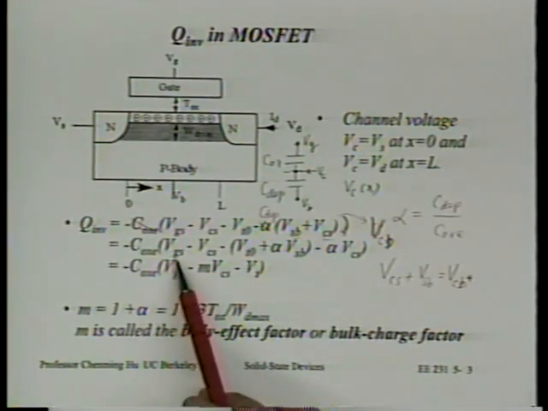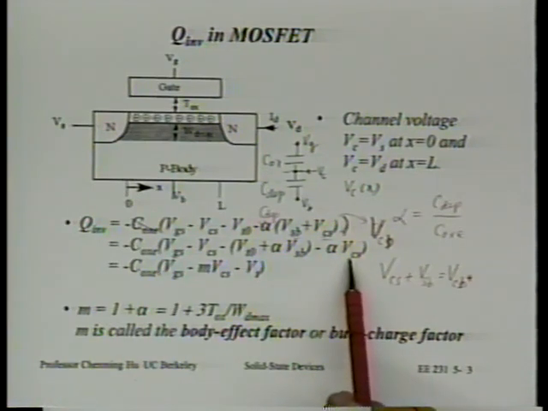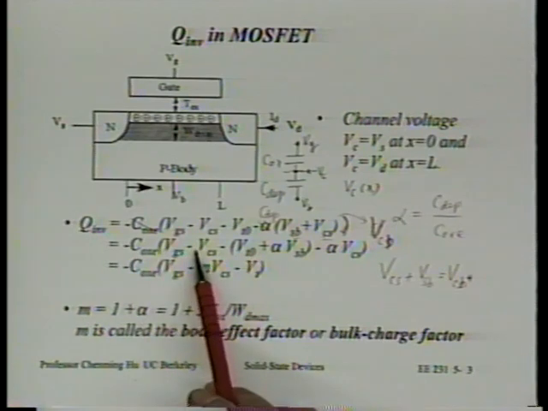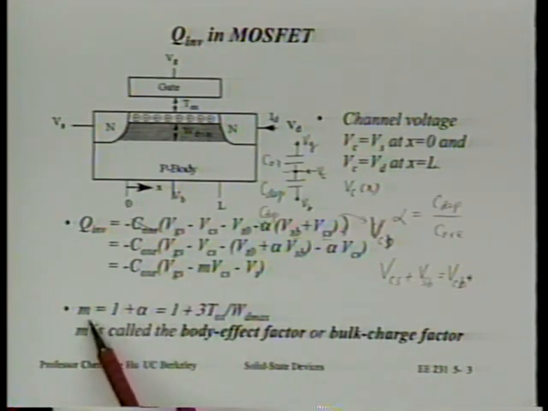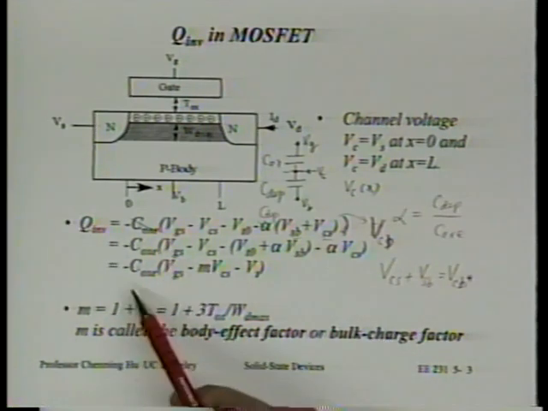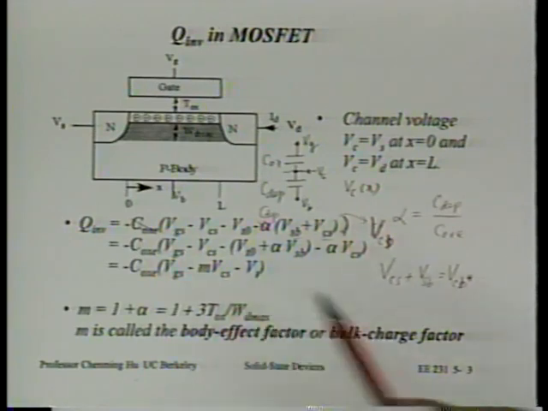So VGS minus VCS minus alpha VCS, so minus 1 plus alpha times VCS. And we define 1 plus alpha as M. So it becomes minus M VCS minus VT. Now we have an expression, and it's not too complicated anymore. Q inversion equals Cox times VGS minus M VC minus VT.